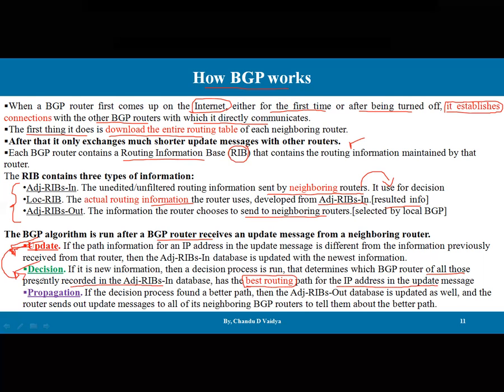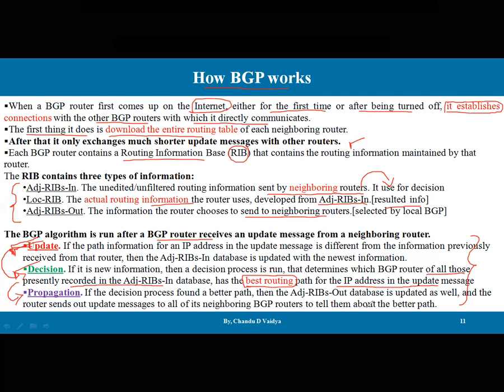Then after calculating the best route, we have to propagate it, that is, advertise that information to the other neighbors. Okay, so these are the key points of every dynamic routing protocol: it receives the updated information from the others. If it is already there, reject it. If not there, accept it. Then the decision is taken.